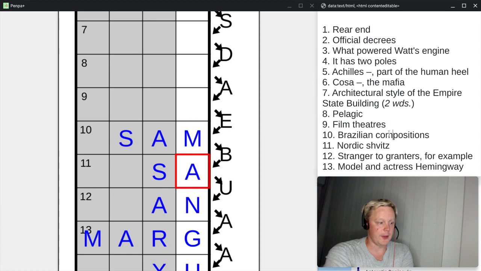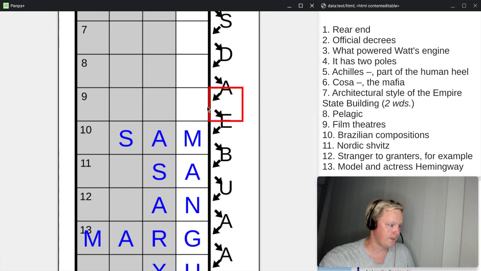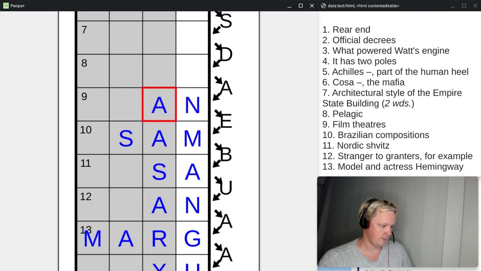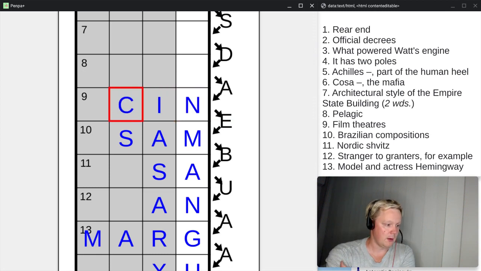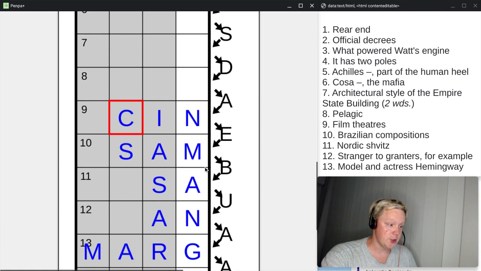And 9 is film theaters. And film theaters are cinemas. So nothing too difficult in this one. We have a lot of sort of crossing letters. Once we solve one answer, it sort of fills itself up step by step, because we get a lot of letters for each answer. So this should be pretty short.